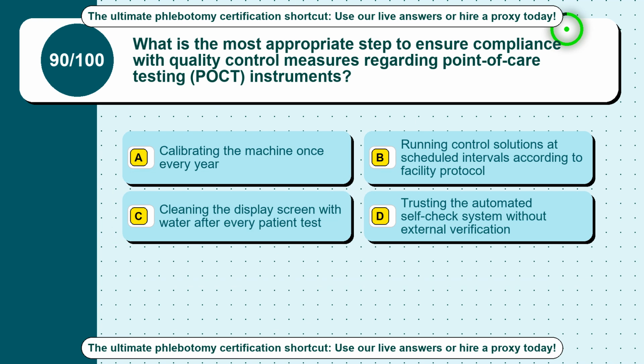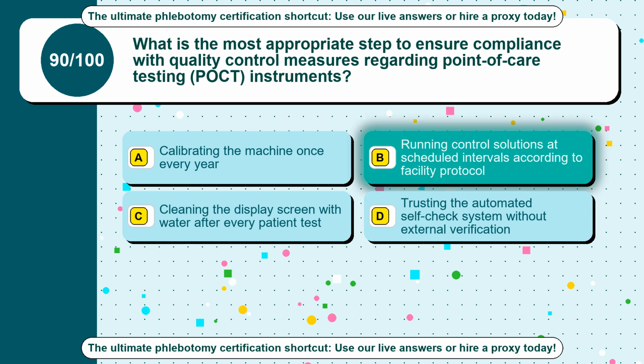Question 90. What is the most appropriate step to ensure compliance with quality control measures regarding point-of-care testing, POCT, instruments? Option A, calibrating the machine once every year. Option B, running control solutions at scheduled intervals according to facility protocol. Option C, cleaning the display screen with water after every patient test. Option D, trusting the automated self-check system without external verification.